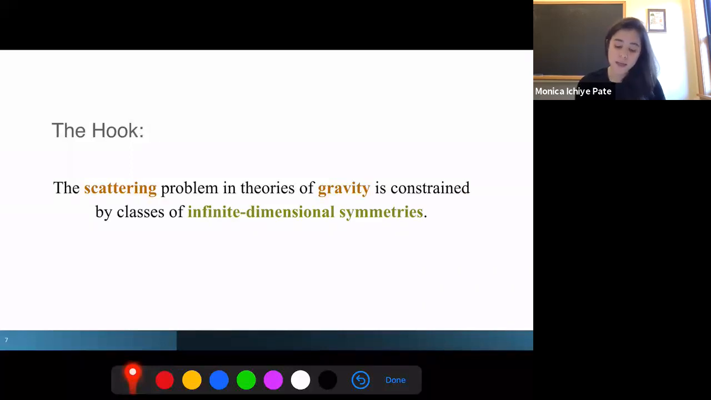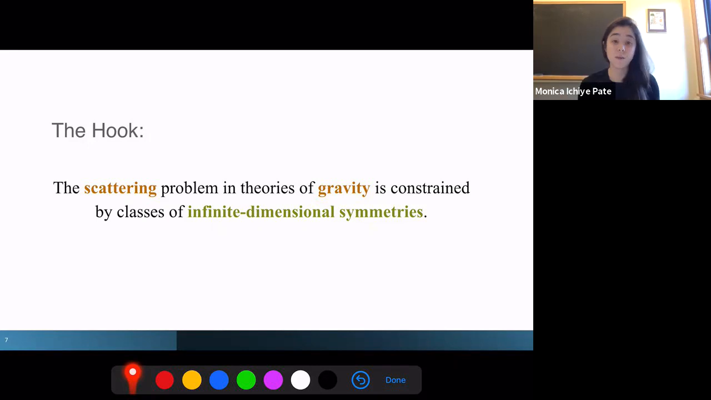So now that we recognize that the gravitational scattering problem is inherently holographic, the next thing to ask is, why is it plausible that we might solve the scattering problem holographically? That is, without ever referring to evolution through the bulk. And the hook, or key evidence that makes this proposal plausible, is that it turns out that the scattering problem in theories of gravity is constrained by classes of infinite dimensional symmetries.